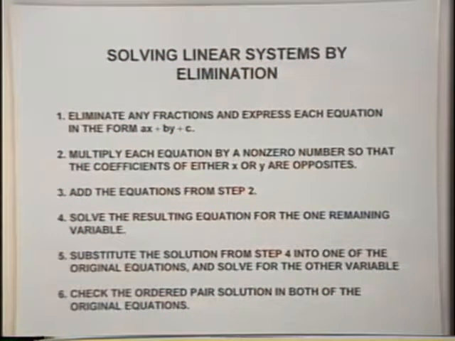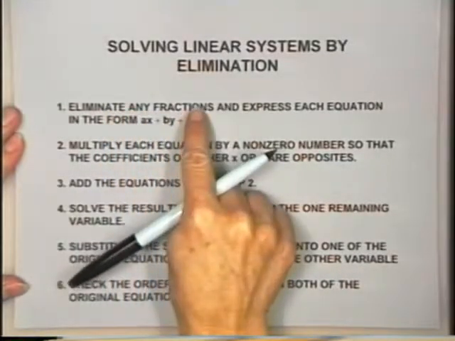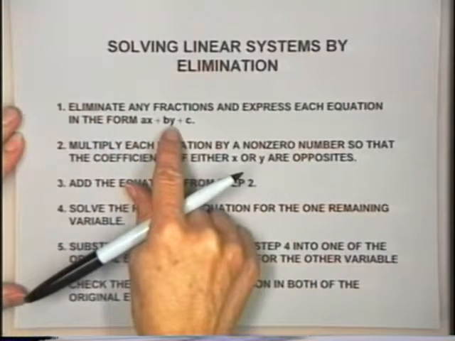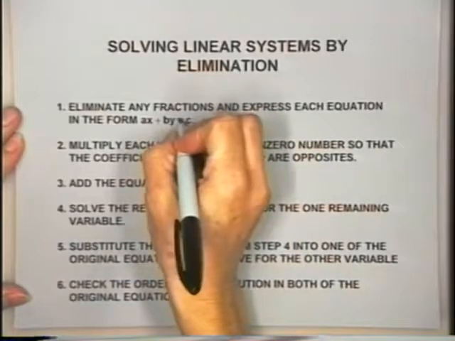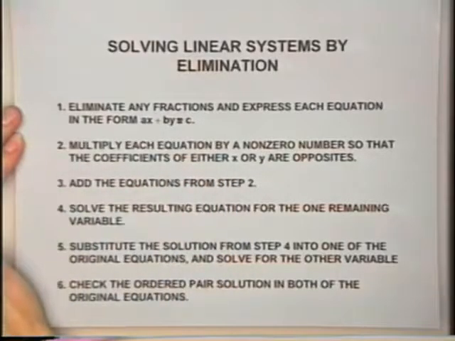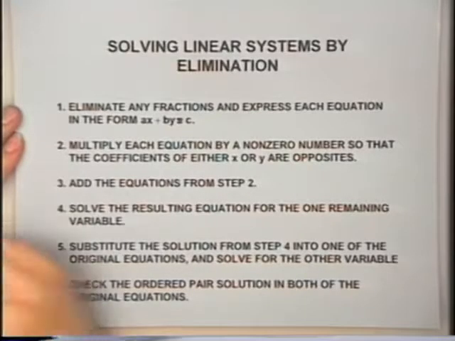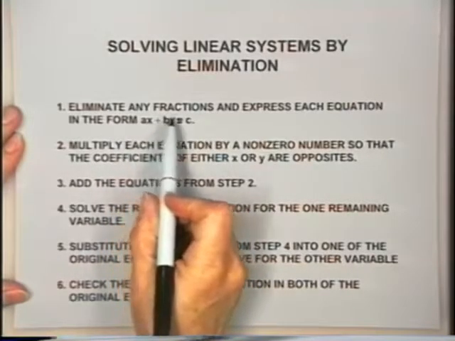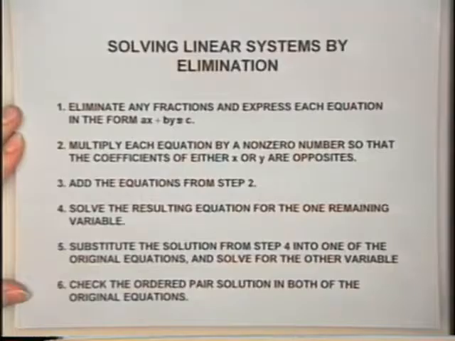Solving linear systems by elimination. First, notice that we want to eliminate any fractions and express each equation in the form ax plus by equals c. We've learned that when we have fractions in an equation, we can eliminate the fractions by multiplying both sides of the equation by the least common denominator. We want to eliminate those fractions to make the rest of the solution easier for us. And then we want to be sure we have the standard format of ax plus by equals c so we can line up our like terms.